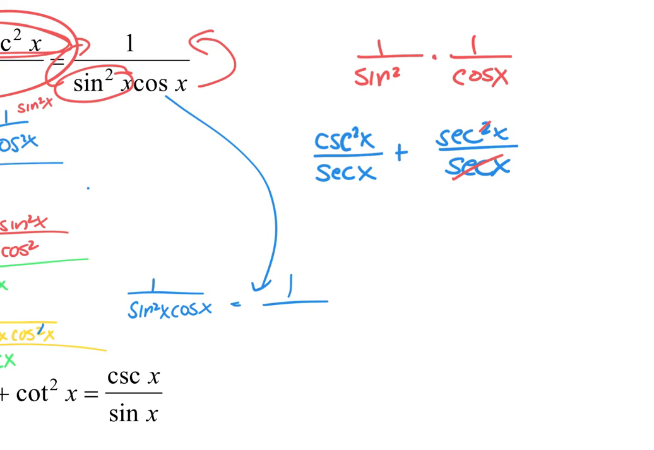Those you can flip-flop. So you can bring secant to the top as cosine, and you could bring cosecant to the top as it would be sine squared. And then I also switched. I made it 1 over cosine x. This one? Yeah.